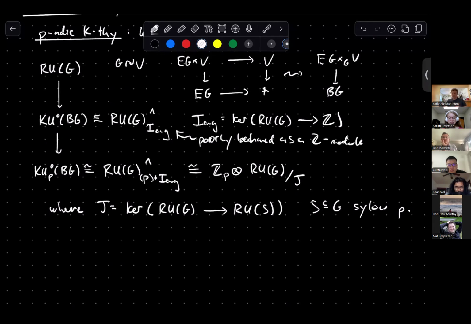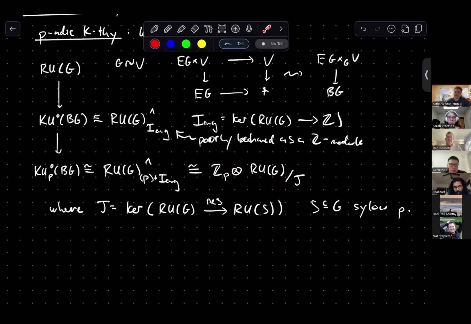And this is a restriction. And this tells us, so RU of G mod J, where G is an arbitrary finite group, RU of G mod J is exactly the image of this restriction map. And so it's a subgroup of RU of S, which is a free abelian group. And I'm just base changing to the p-adic integers.